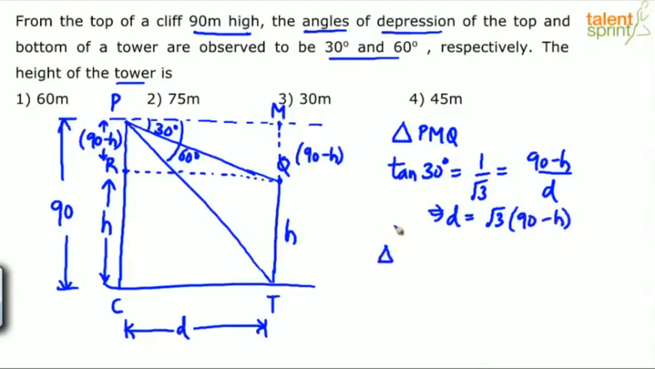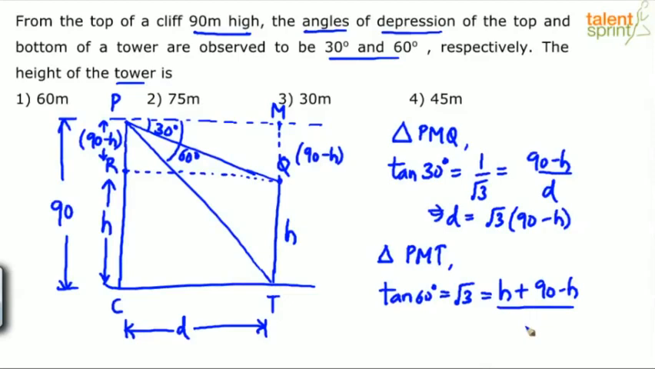Now consider the other triangle, the triangle PMT. In this triangle, what do we get? Tan 60, which is equal to root 3, right? Tan 60 is root 3 here. What is the opposite side? Opposite side is MT. Yes or no? M to T, which is H plus 90 minus H, basically 90, divided by adjacent side, which is D again. So H and H get cancelled here. We can conclude that D equals 90 by root 3, which comes out to be 30 root 3.